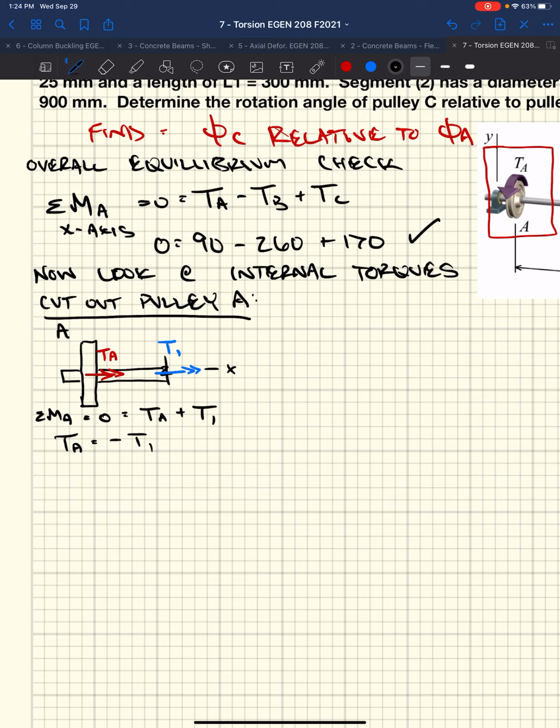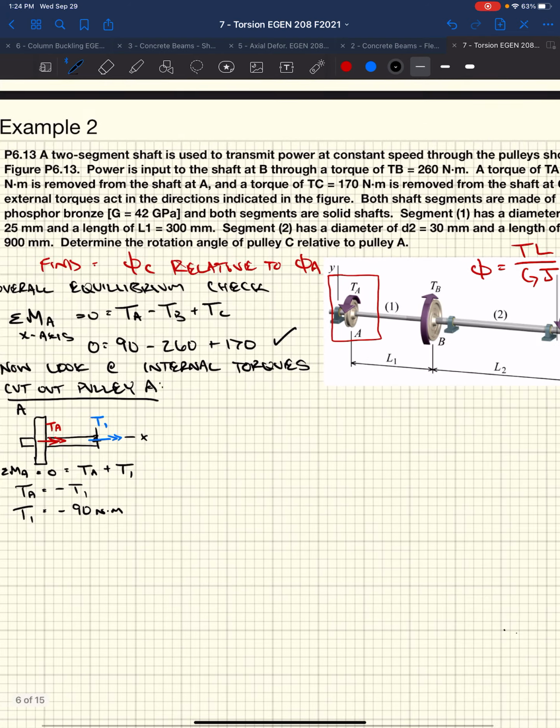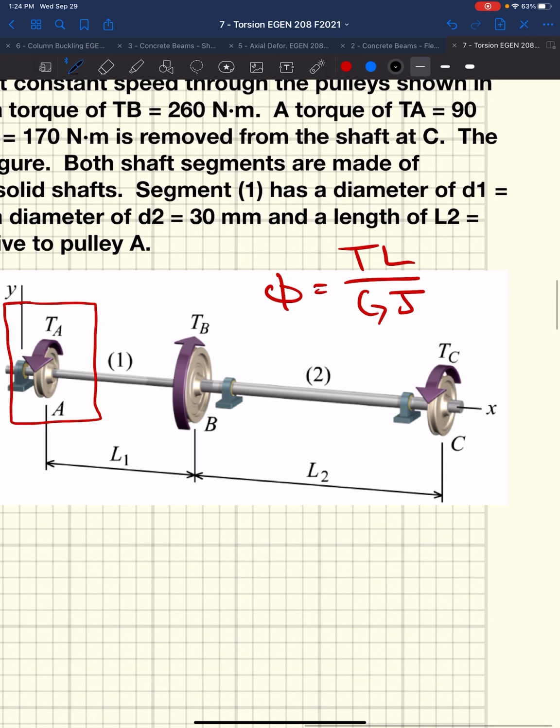So what's that say? Well, that means T1 equals negative 90 Newton meters. That means T1 is actually acting in the other direction, and our sign convention also says that that's a negative because it's acting towards the face. Outward normal is positive. So we have 90 Newton meters. Well, that's our internal torque for shaft 1.